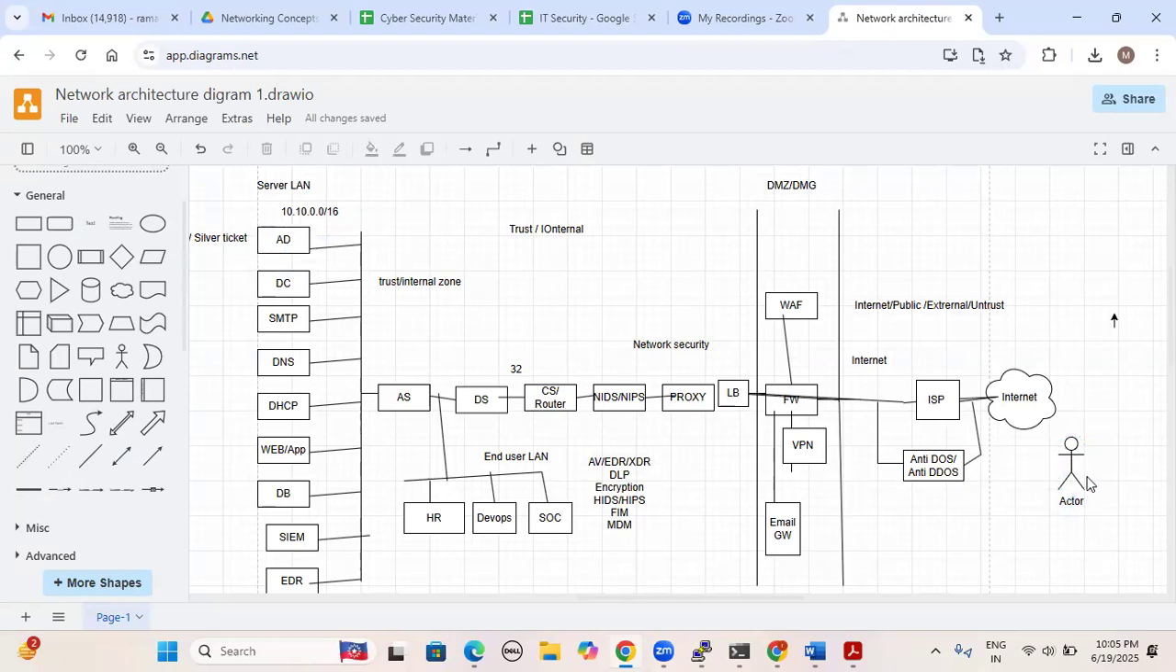Now he's sitting in the external public network and trying to use a phishing email, or maybe a port scanning mechanism. There are so many tactics, techniques and procedures he will follow. Then the traffic comes to the internet, then to the ISP router, which will validate in parallel whether the attacker is flooding the traffic. In case he is, it will block the traffic with the anti-DoS and anti-DDoS tool.